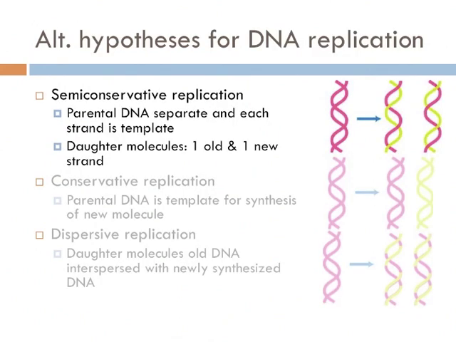Once the physical structure of DNA had been established, the next major feat was to understand how it replicated. And there are 3 possible ways DNA could replicate, and these are known as the alternate hypotheses for DNA replication. The hypothesis of semi-conservative replication predicts that the parental DNA separates and each strand serves as a template in which a new copy is made from each of the old strands.